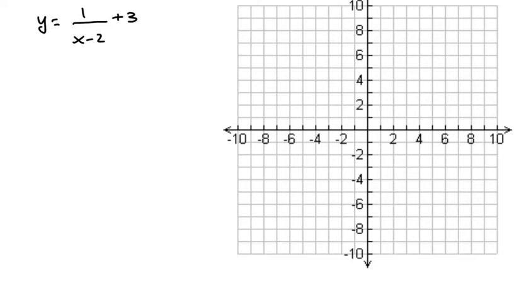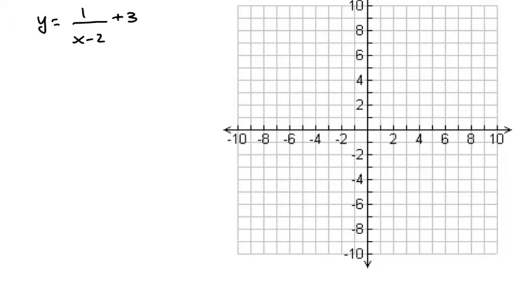Hello, this video is to show the graphing of a rational function. We have done that last chapter, but I'd like to go over the importance of drawing asymptotes when you have a rational function. So this function is 1 over x minus 2 plus 3.